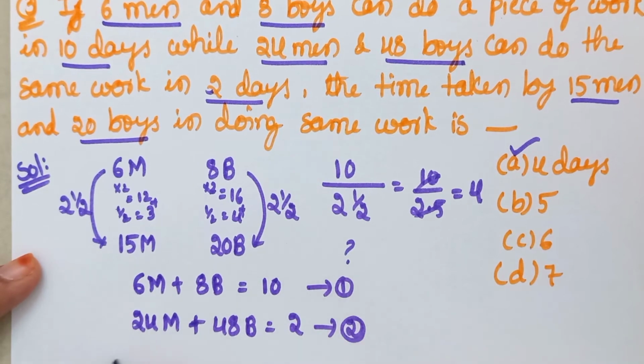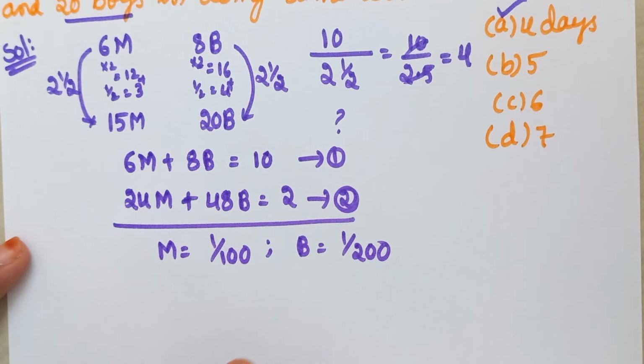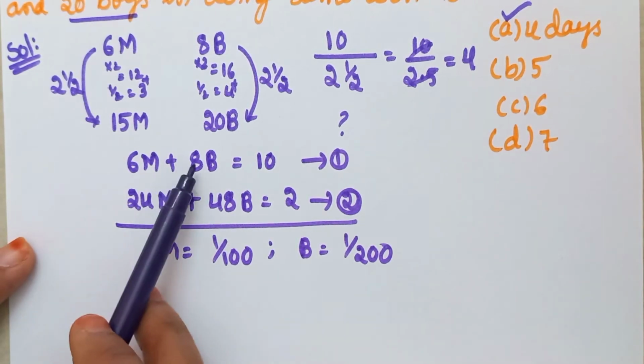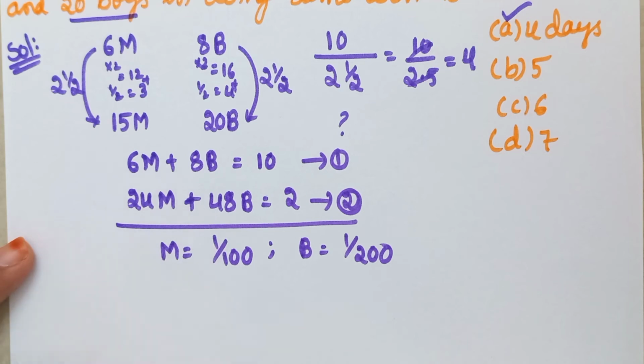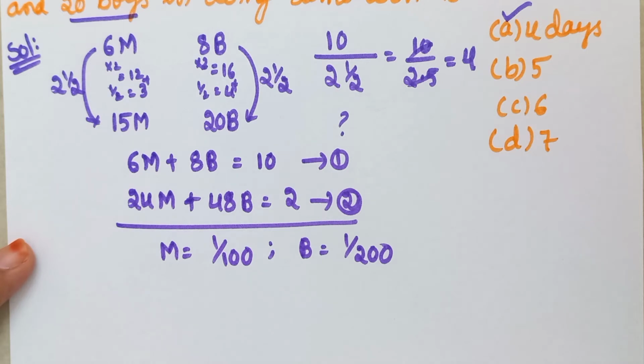By solving equations 1 and 2, we will get M as 1 by 100 and B as 1 by 200. The simplification we already know, since from childhood we have been solving equations. First of all, we equate one of the parameters, then we can cancel that parameter. After that we will get one of the parameters. If we cancel one, we will get the other one. Then if we substitute that parameter, we will get the required parameters. By this way we get the two parameters, the man and the boys. So, M is equal to 1 by 100 and B is equal to 1 by 200. This is the 1 day's work of a man and a boy.